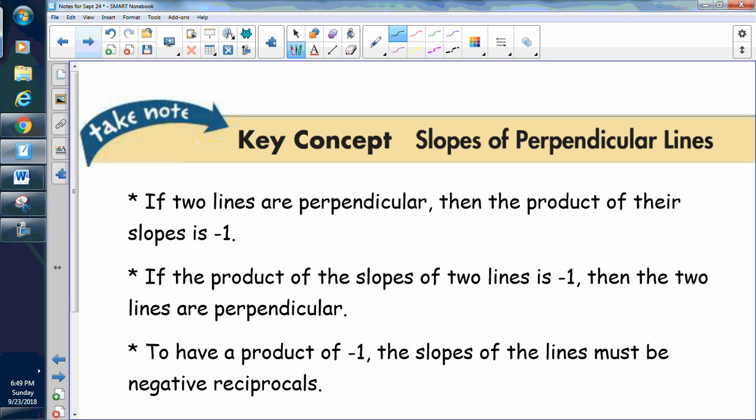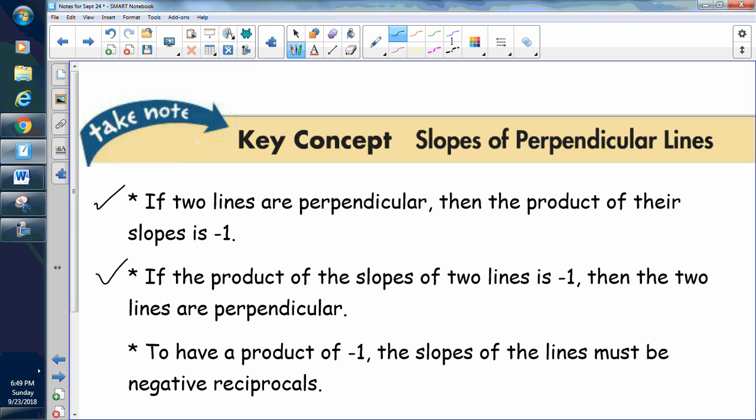As for perpendicular lines, again, if two lines are perpendicular, then the product of their slopes is negative 1. So I have to multiply the slopes together. If they make negative 1, they're perpendicular. The second statement is the converse of the first one, just turned around. If the product turns out to be negative 1, then you know the two lines have to be perpendicular.